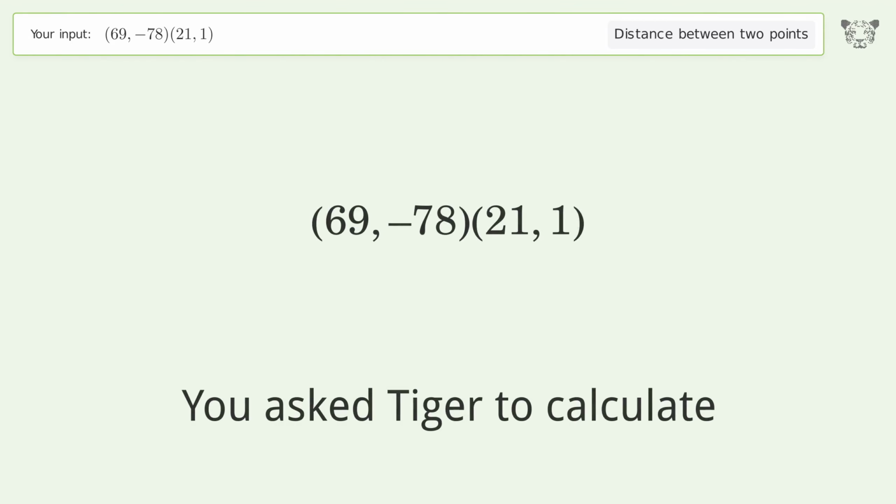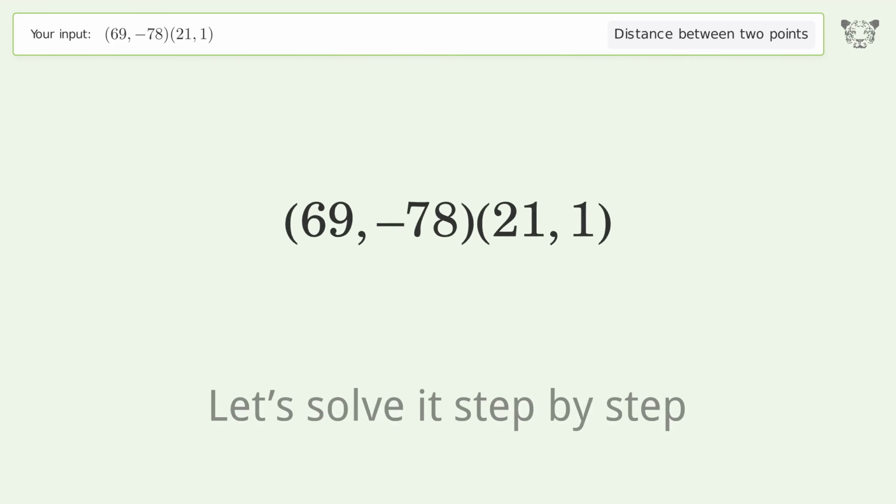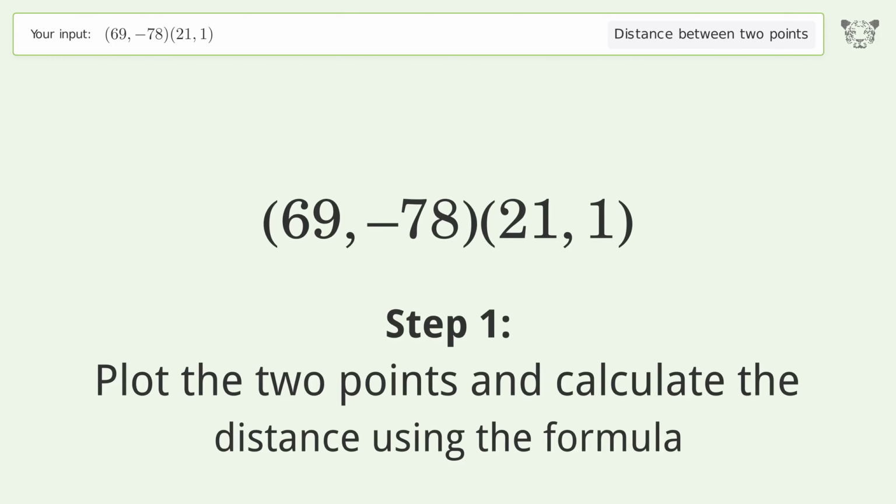You ask Tiger to calculate. This deals with the distance between 2 points. The distance between the 2 points is the square root of 8,545 or 92.439. Let's solve it step by step. Plot the 2 points and calculate the distance using the formula.